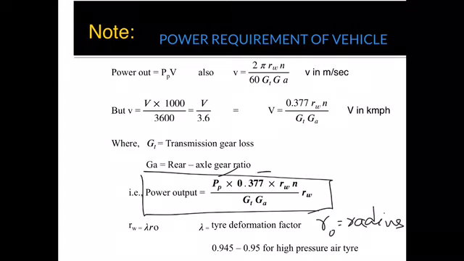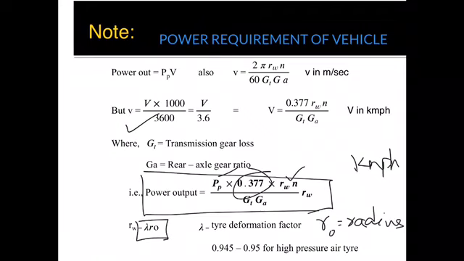Here, how did we get 0.377? It is the conversion of speed from meter per second to kilometer per hour, because all our speed values will be in terms of kilometers per hour. RW is the factor related to the radius of the tire. That can be calculated as gamma into R naught, where gamma is the tire deformation factor, which can be taken as a value of 0.945 to 0.95. The value varies in between that.